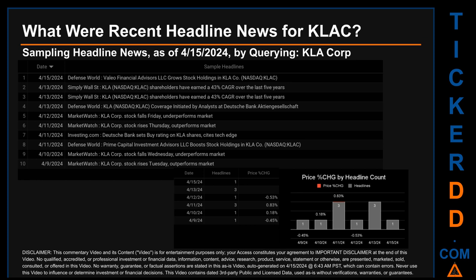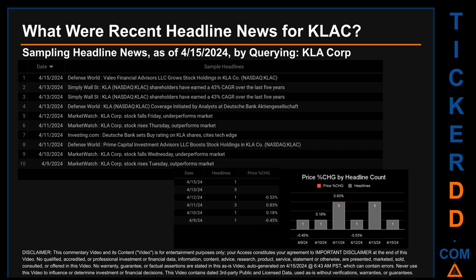Then, for the second day with the most discovered headlines, on Thursday, April 11, 2024, first, MarketWatch published the headline that read, KLA Corp. Stock rises Thursday, outperforms market. Second, Investing.com published the headline that read, Deutsche Bank sets buy rating on KLA shares, cites Tech Edge. Third, Defense World published the headline that read, Prime Capital Investment Advisors LLC boosts stock holdings in KLA Company, NASDAQ: KLAC.